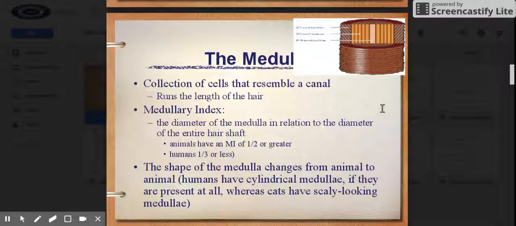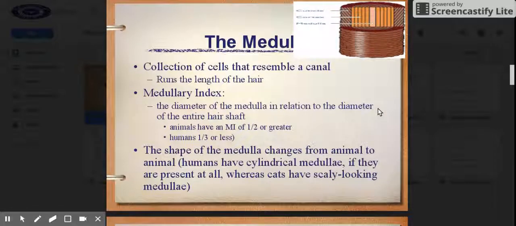Okay, so the shape of the medulla changes from animal to animal, and humans have cylindrical medulla, if present at all, whereas cats have what looks like a scaly-looking medulla. So just like with the cuticle a few minutes ago, the medulla can also be unique to the type of species of the hair sample that we're observing.